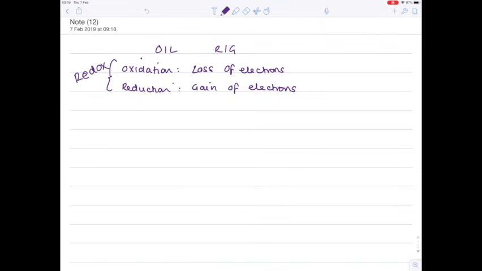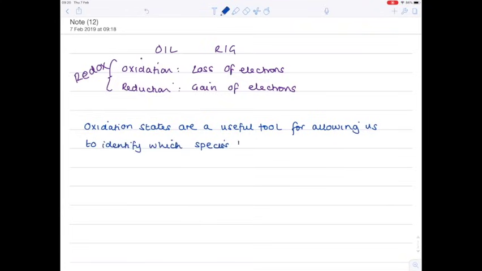And therefore, oxidation states are a tool made up by us in order to help us identify which species have been oxidized and which have been reduced. Basically, there's a whole set of rules you need to follow. If you follow those rules, you'll be able to, first of all, work out the various oxidation states, and secondly, work out what has been oxidized and what has been reduced. So to put that into words, oxidation states are a useful tool for allowing us to identify which species has been oxidized and which has been reduced.